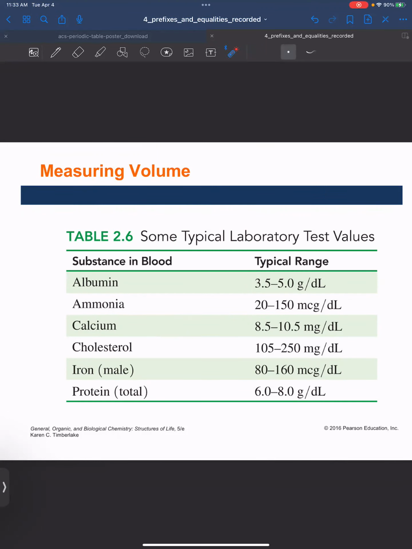And so in the medical field, these are some typical laboratory test values. For measuring, for example, cholesterol, looking at 105 to 205 milligrams per deciliter. If we're looking at the amount of iron in a male, it's about 80 to 60 micrograms per deciliter.